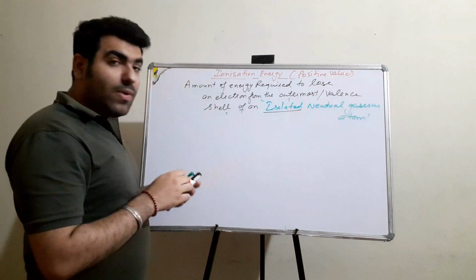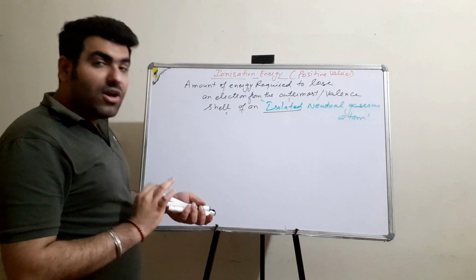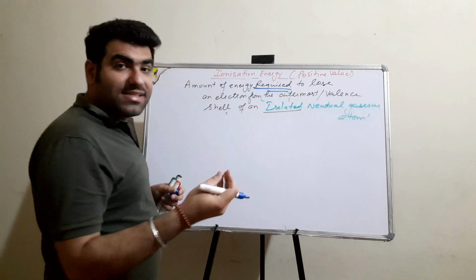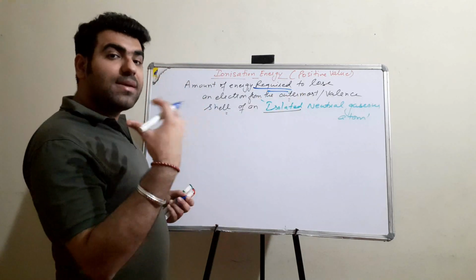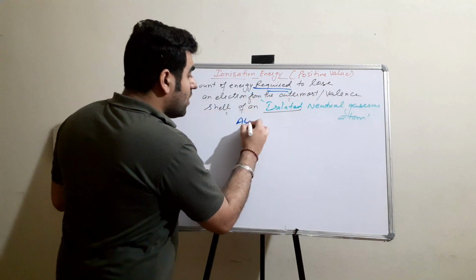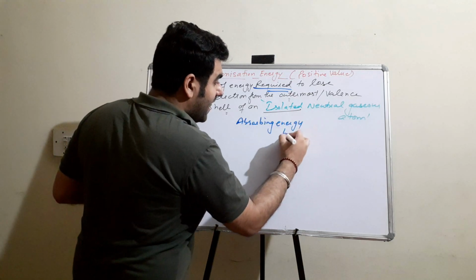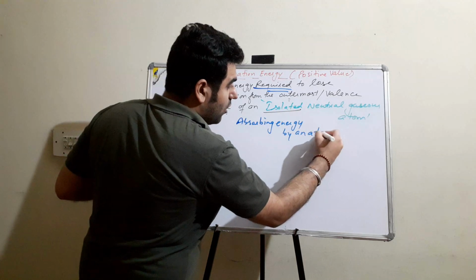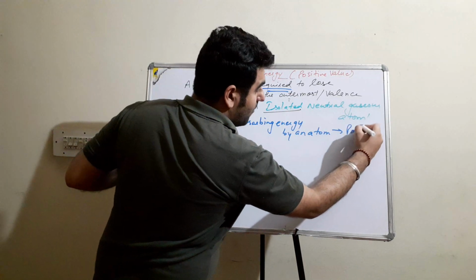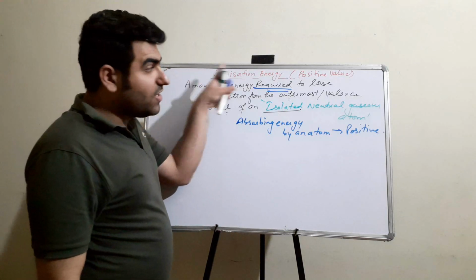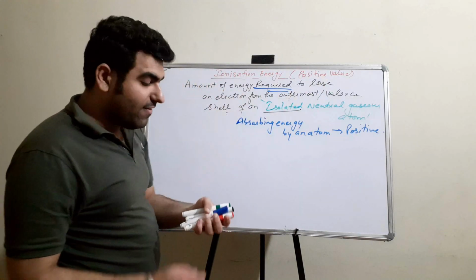Now, this ionization energy is always measured in positive value. So, it is always in the positive value. Why? Because it is absorbed by that atom. Required means that it is requiring that energy, that it is absorbing that energy. So, absorbing energy by an atom is always taken as positive. Alright, so this ionization energy will always have a positive value.